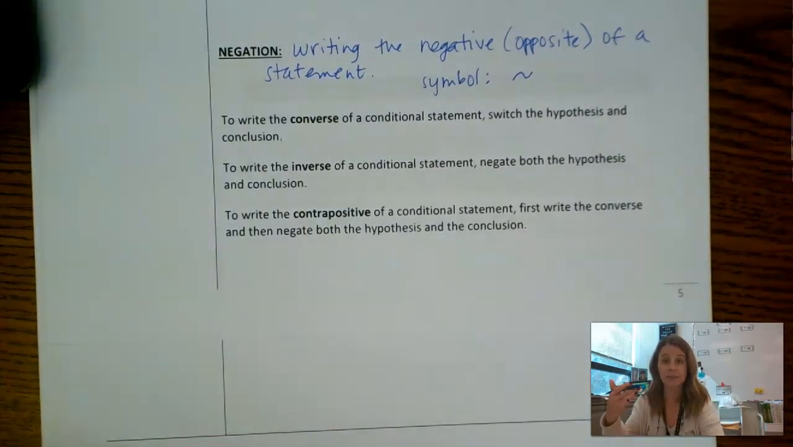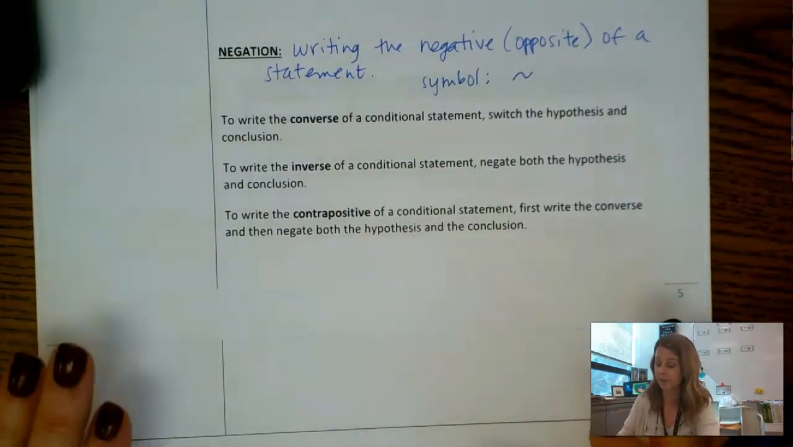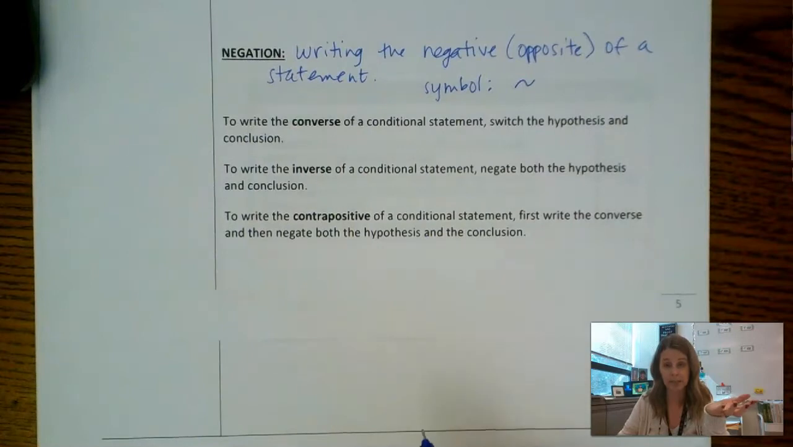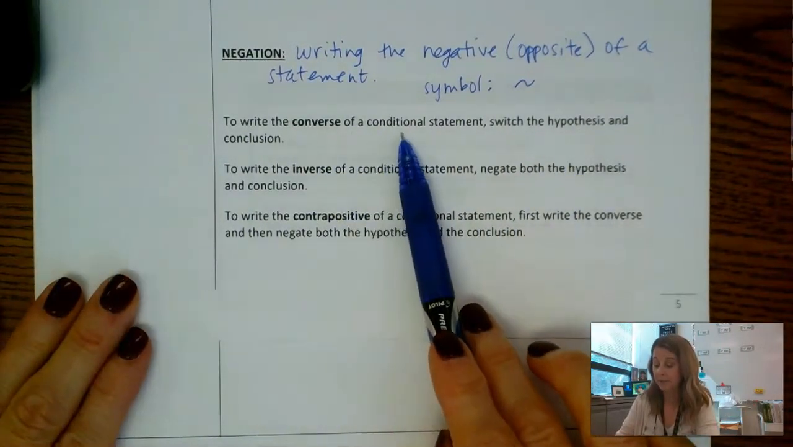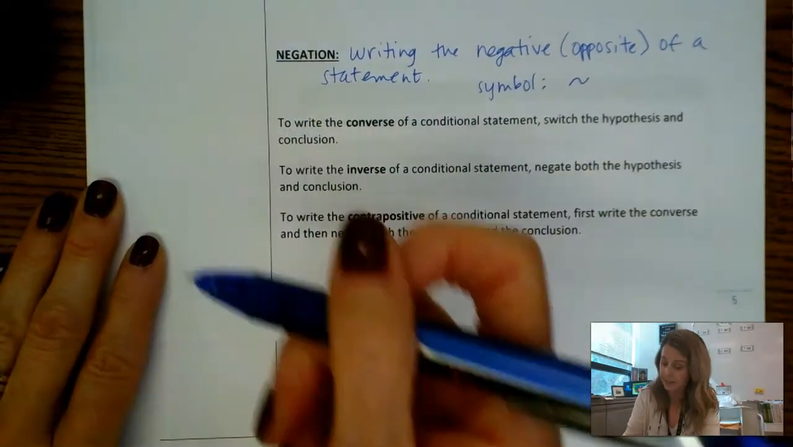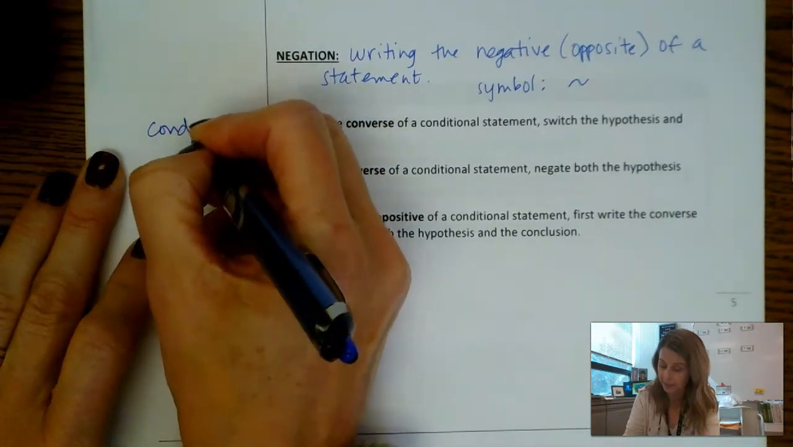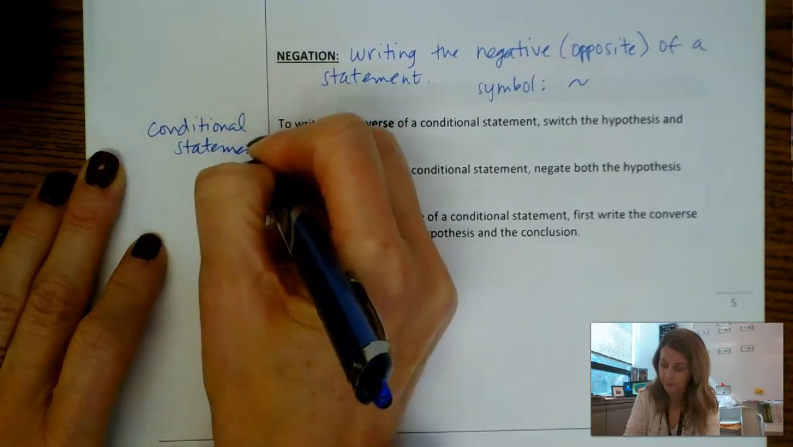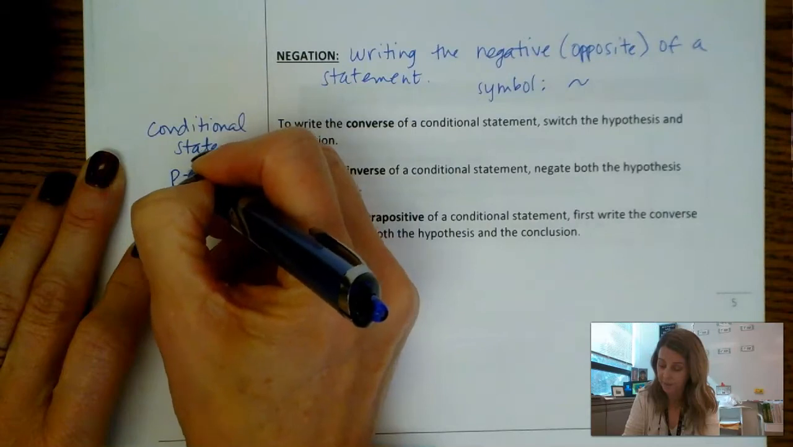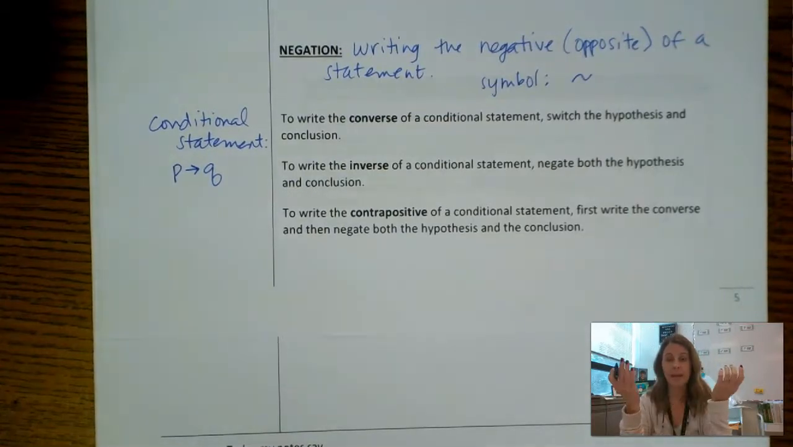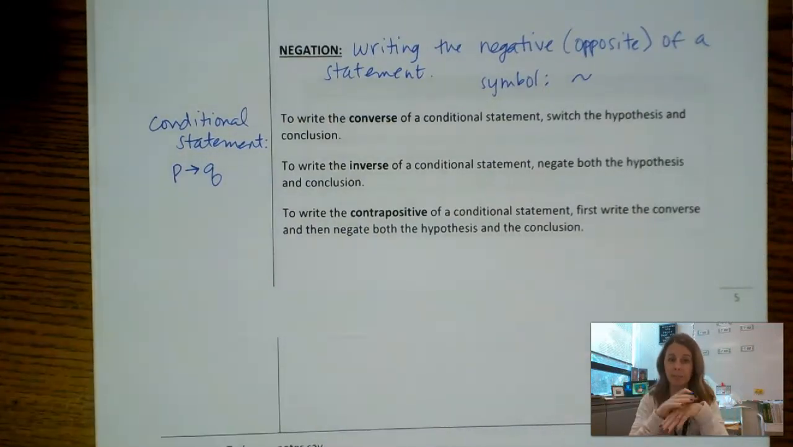Okay, so converse, inverse, and contrapositive are words that we are going to define. So to write the converse of a conditional, think of a conditional as an if-then statement. For the converse of the conditional, we are switching the hypothesis and conclusion. So over here to the side, I'm going to write conditional statement. Think of this as your original statement. If P, then Q. So write that notation P arrow Q. So for any particular statement, if today is Monday, then I have school. Okay, that would be an if-then statement.